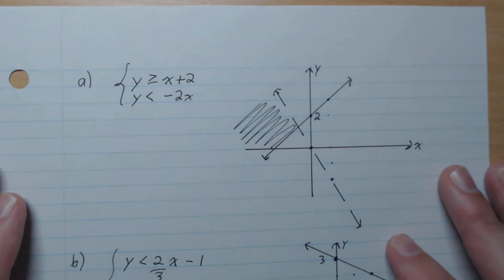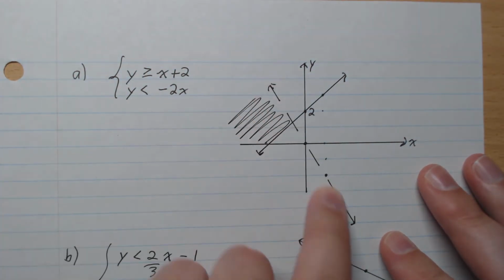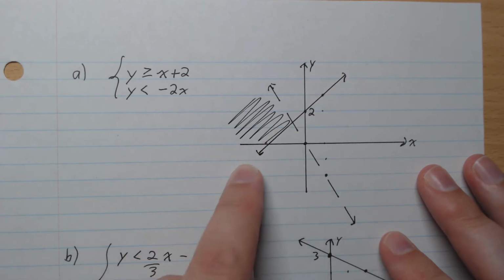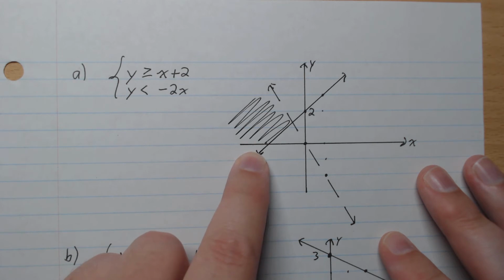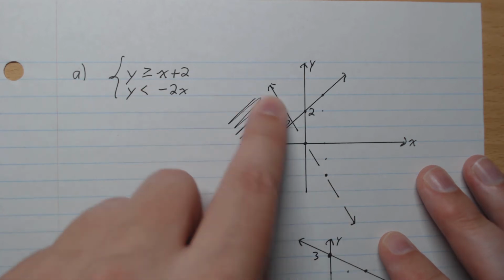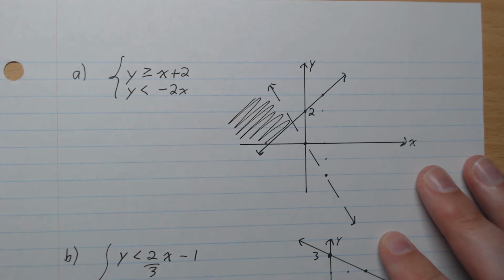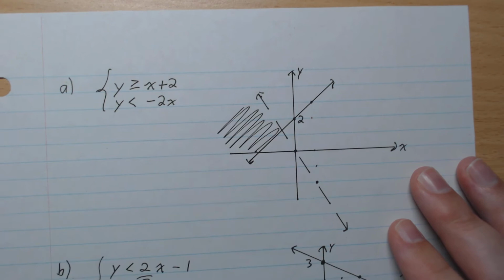Okay, we're back. A, negative 2x like this, x plus 2 like that. For the x plus 2 it is solid, for the negative 2x it is dashed, and this is our region that's in common. Right? So greater and less. That's our solution region.